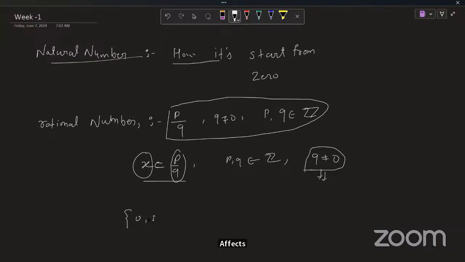And see, in the natural number case, why are we starting from 0? Whenever we define something, it's not mandatory that we define it according to books or some specific book. In books, what we have learned is that natural numbers start from 1, 2, 3, 4. All the counting numbers are basically natural numbers, starting from 1, that we have learned.